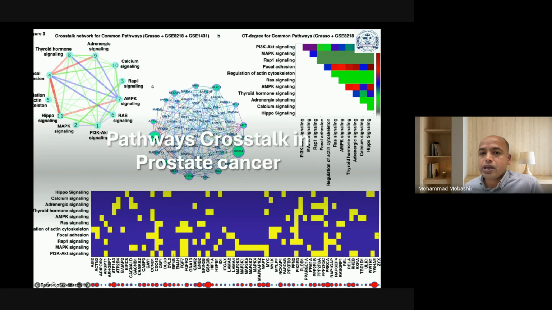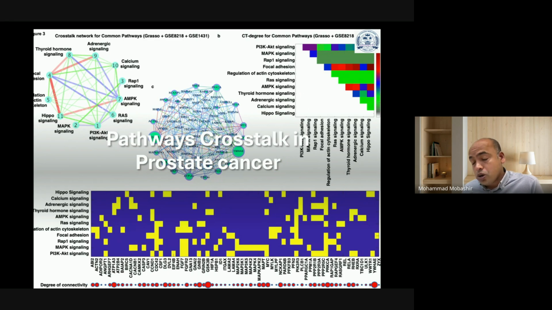For example, GSK3 beta, YWHAE, ATP1A3, PRKCA, and many more. The MYC, RELA, all these gene proteins are showing the highest significance, highest impact in case of prostate cancer.